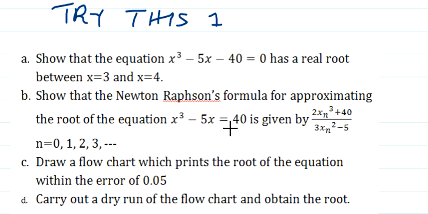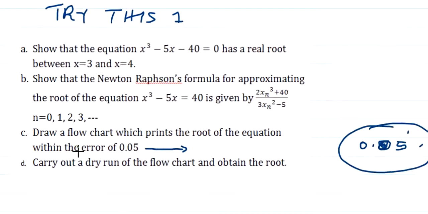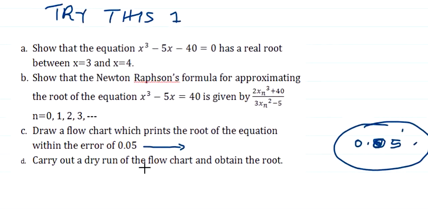I'm going to link in the cards the videos about the Newton-Raphson method. Then we draw the flow chart which prints the root of the equation within the error of 0.05. Yes, you have to interpret this correctly. Then carry out a dry run of the flow chart and obtain the root. So once we do that successfully, just know we shall be moving together as mathematicians.